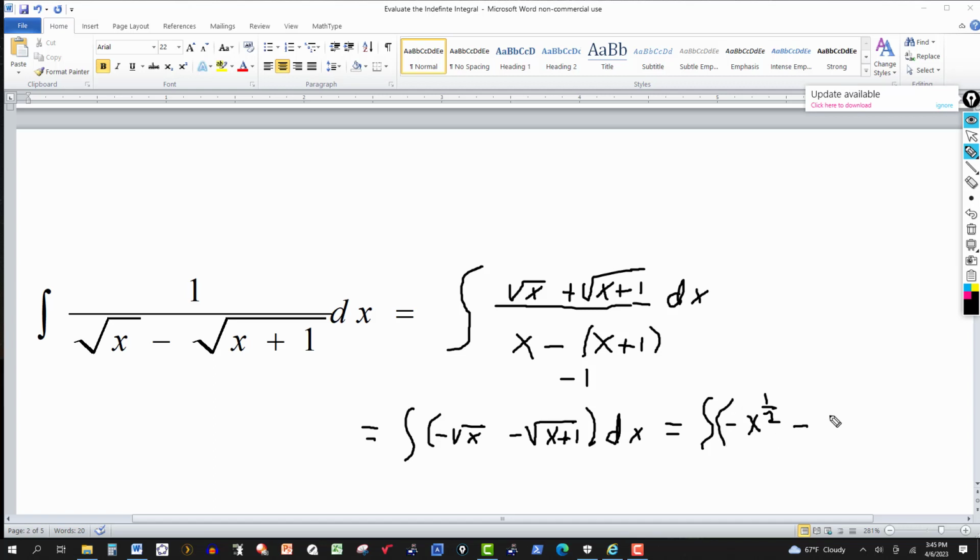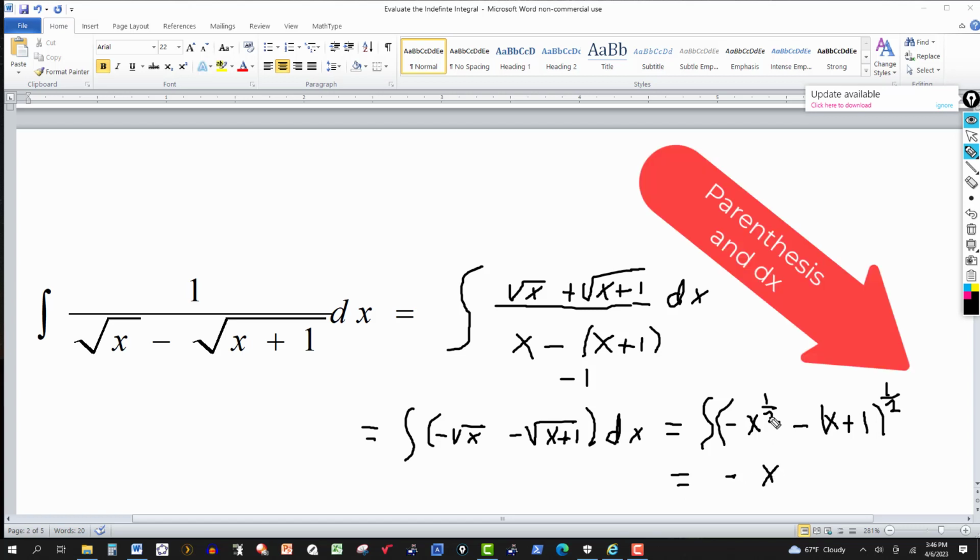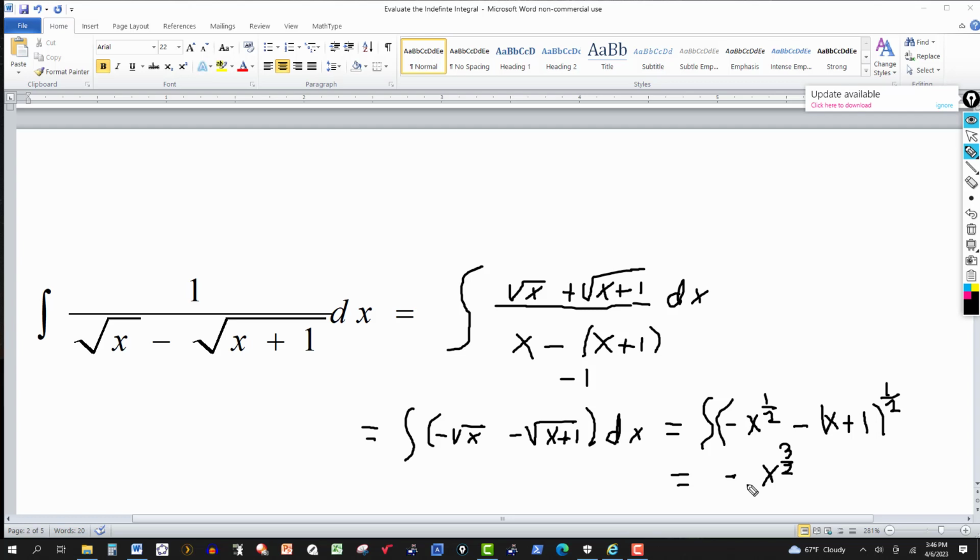Instead of the square root of x plus 1, I write that as x plus 1 to the 1/2. And like I said, just use the power rule for integrals. This will be equal to minus x, and then we add 1 to the 1/2, it gives me a 3/2. Divide the coefficient negative 1 by 3/2 gives me a negative 2/3 in front.